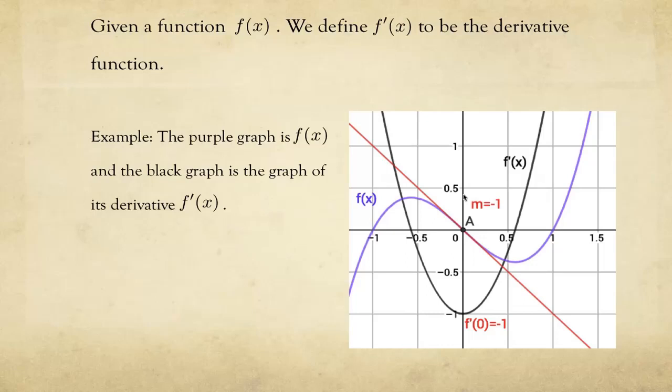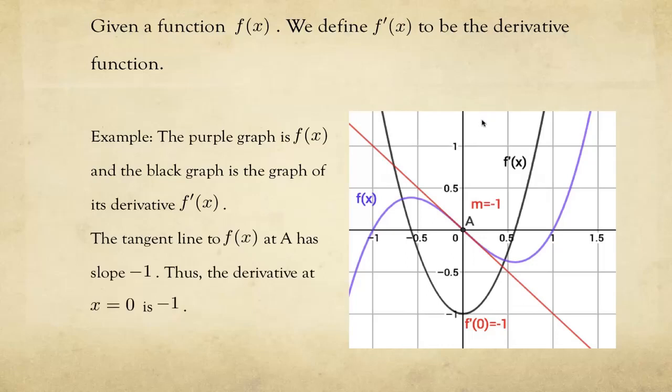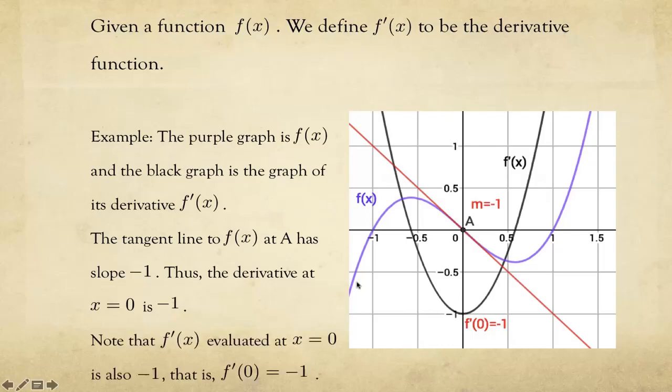So let's look at an example. Look at the point A. Notice that at the point A, the tangent line has slope -1. So therefore, f prime at this point should also be -1. And in fact, it is. If we look at f prime at 0, you see that it is -1. So again, here, the function is the purple curve. The point on f prime tells you the slope of the tangent line on the purple curve. So f prime of 0 is -1.